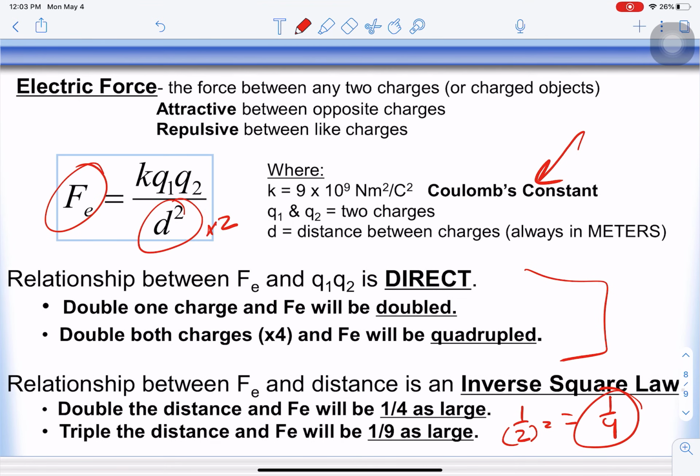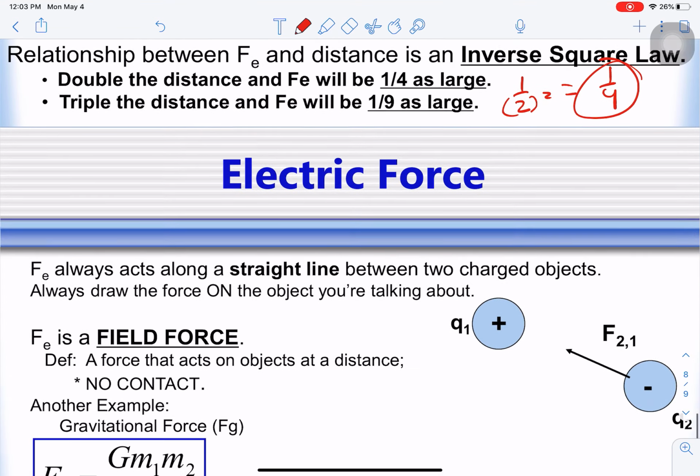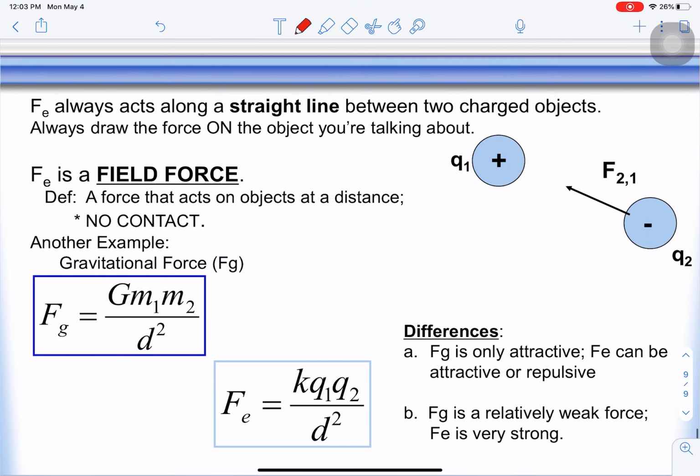In all of these problems, I will give you enough information to solve for whatever variable you need to solve for. All you're doing is plugging and chugging. That's it. Now, here's this last slide. I want you to go over it yourself. It's very self-explanatory. It compares the force of gravity with the electric force, those equations, and the differences between them. Like I said, I will post this for you guys.